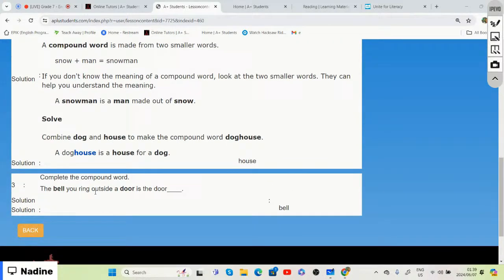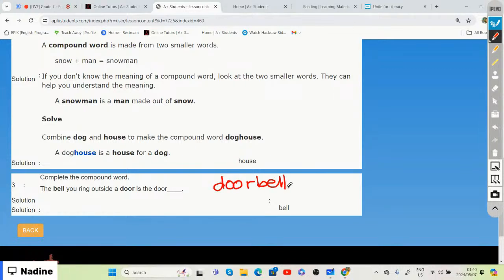All right, and then the last one, then we're going to our test. It says the bell you ring outside a door is a what? A door. Yes, and the bell you ring outside a door is a doorbell. It's a doorbell if we write the whole word. Over here, they gave us door and we just add bell. It's a doorbell that somebody rings all the time when somebody's coming to your house, right? So that is a doorbell.